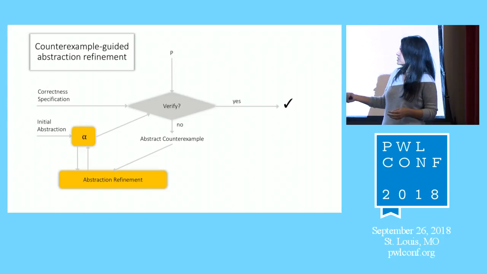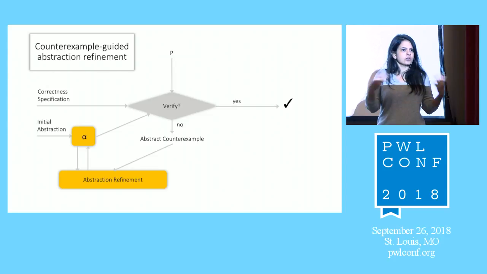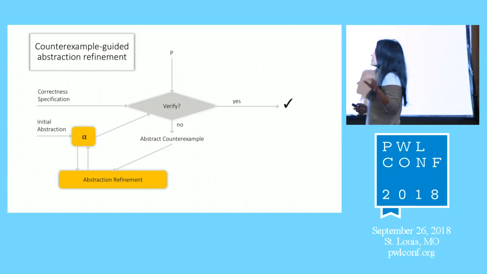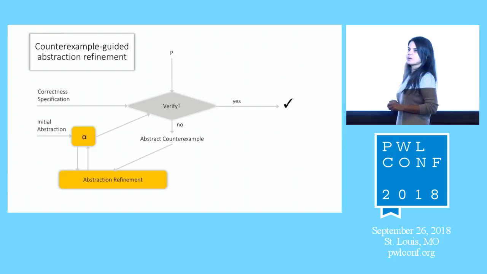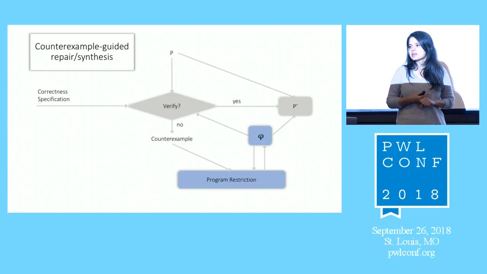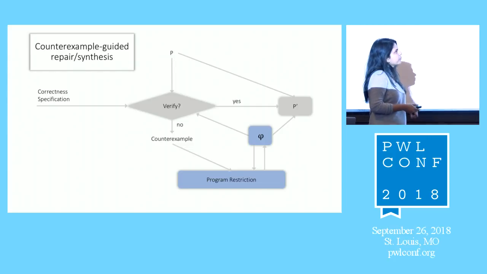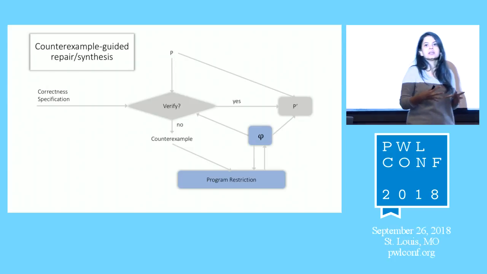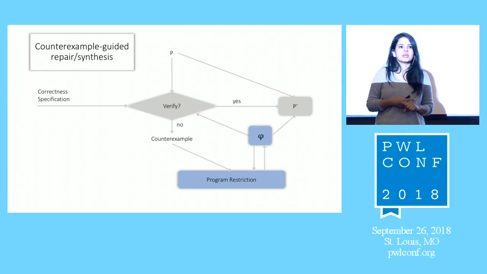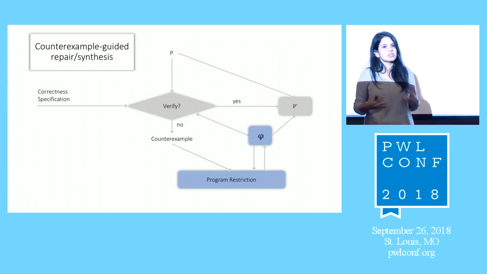So what you then do is you refine the domain in order to eliminate this counter-example and repeat the process until your verification succeeds. So that's CEGAR, or counter-example guided abstraction refinement. Now here is a somewhat analogous loop for doing counter-example guided repair or synthesis, where the goal is to modify an incorrect program, or a partial program, in a way such that it ultimately satisfies a specification. And you do this using counter-examples.